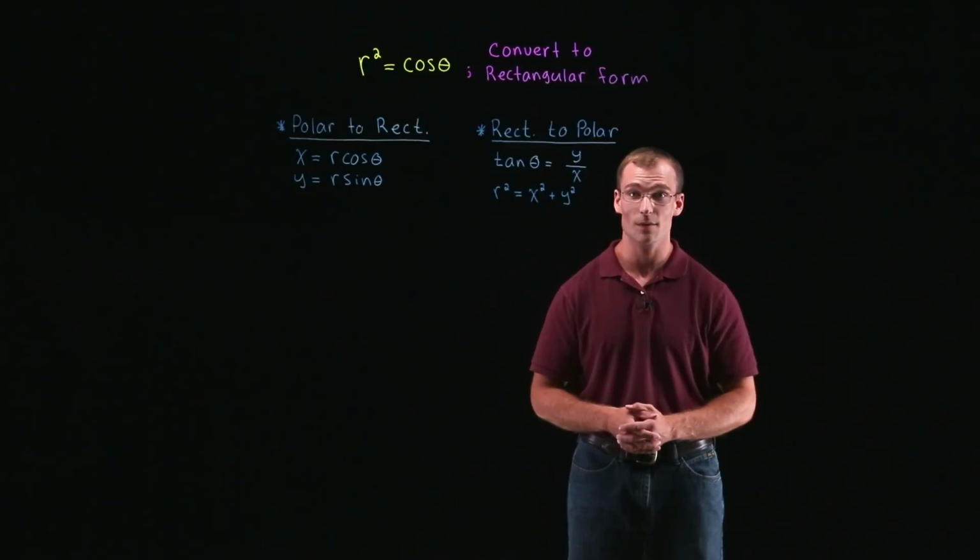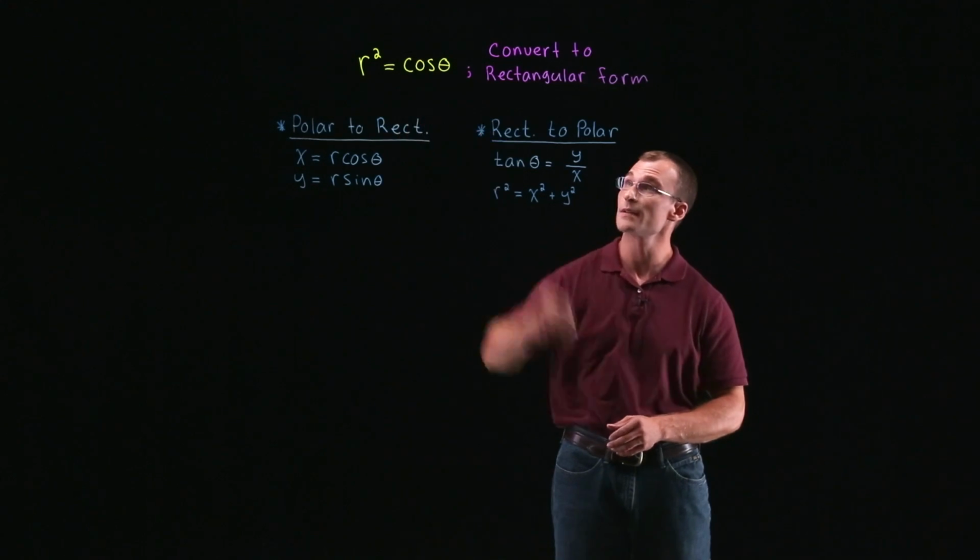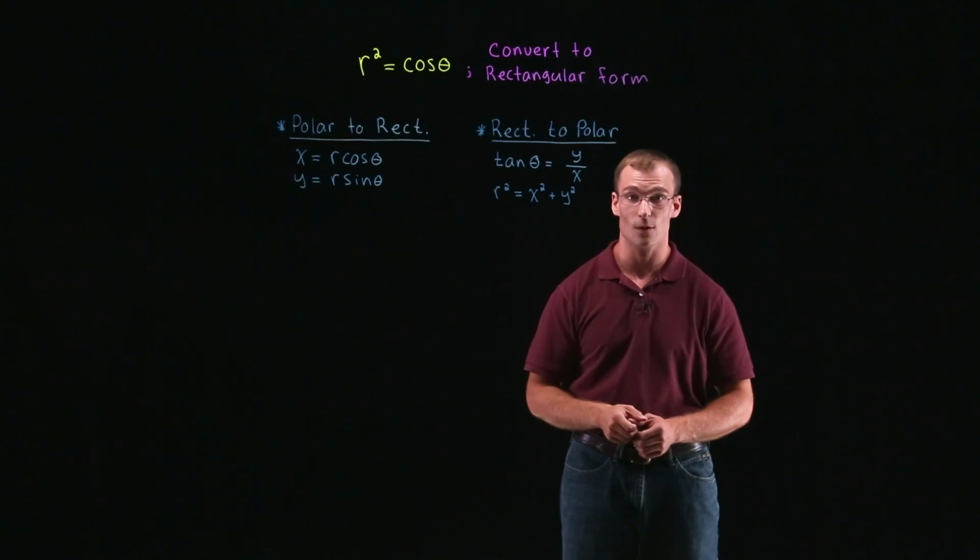Hi everyone, I'm Adam. In this problem, for a given polar equation, which you have as r squared equal to cosine theta, we're going to convert that to rectangular form.